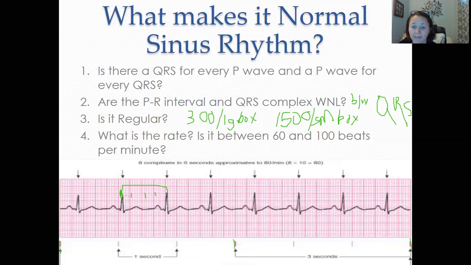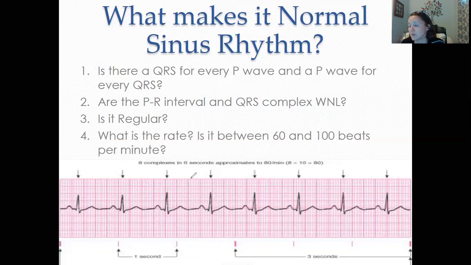So at this point, I'm going to erase all this stuff. If you have not already done so, please push pause and print out the rhythm strip practice with PowerPoints that I have uploaded for you. We're going to do some practice reading some strips and go through those together, along with the printout you have. So you'll need to have that printed off and ready for you to practice.